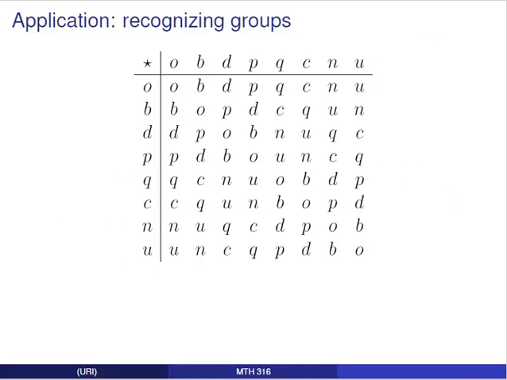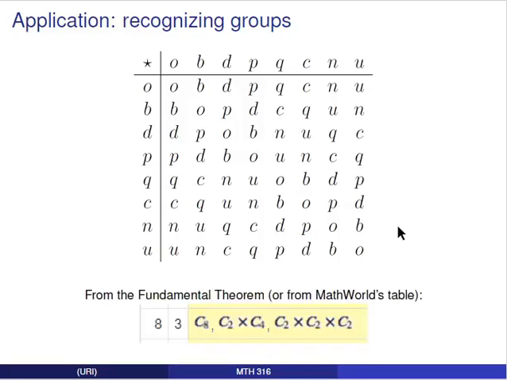Now, as another application of the fundamental theorem, we can also take a finite abelian group and recognize it as one of those groups that we're familiar with, those cyclic groups or direct products of cyclic groups. This is a group of order 8. As you look at the Cayley table, you'll see that it is abelian, and you may know already which group this is isomorphic to. But what does the fundamental theorem say?